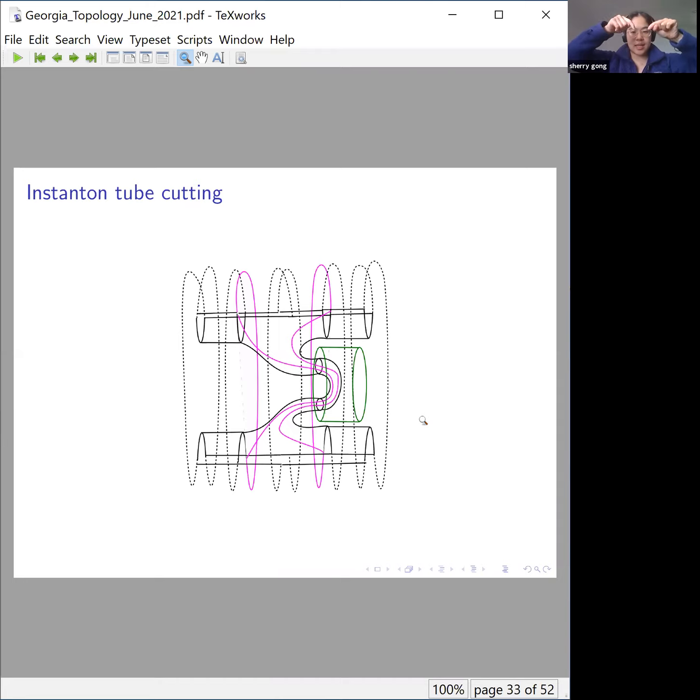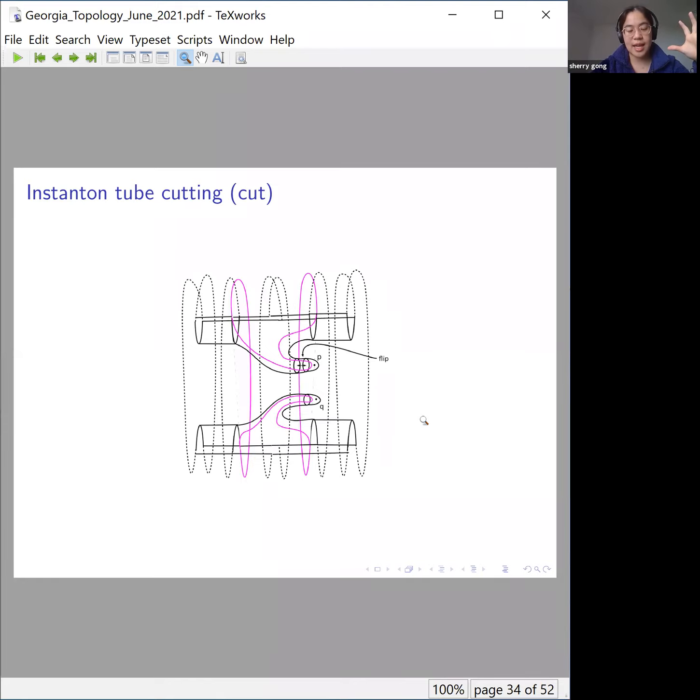And then these pink lines are going through the tube. It turns out that in that situation, you actually have the same neck cutting formula, the same tube cutting formula, as without this unorientable, orientation-breaking flip. And then you basically can run the same argument as in the orientable case.